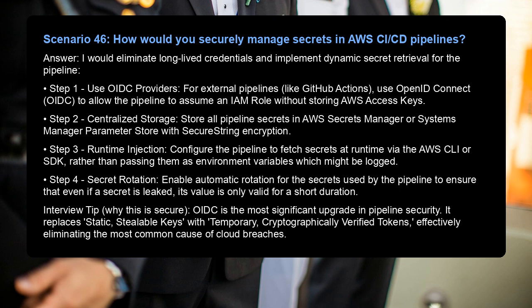Interview tip: why this is secure. OIDC is the most significant upgrade in pipeline security. It replaces static, stealable keys with temporary, cryptographically verified tokens, effectively eliminating the most common cause of cloud breaches.